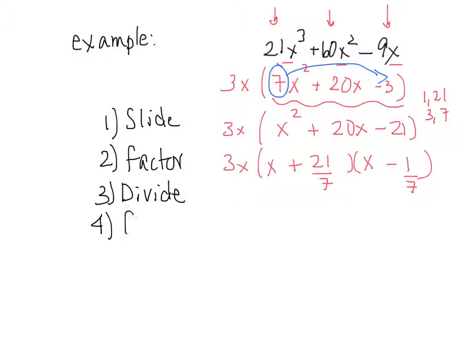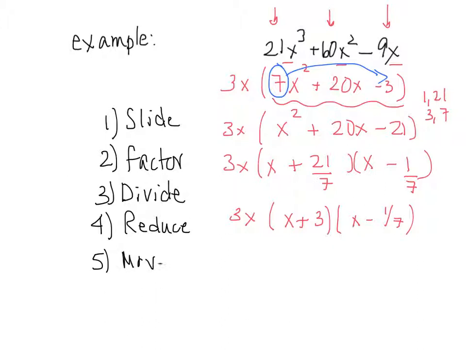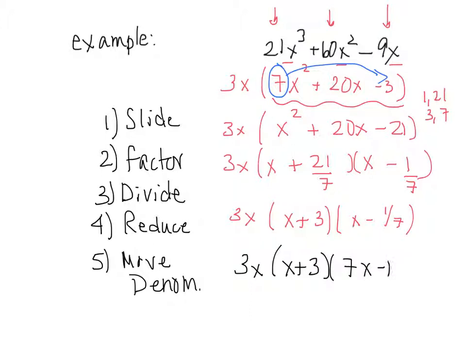Step number 4 is to reduce. So I will have a 3x, x plus 3, 21 divided by 7 divides nicely, and 1/7 does not reduce, so I still have that fraction, but don't worry because step number 5 is we move our denominators. So I'm left with 3x, x plus 3, and 7x minus 1. That is my trinomial completely factored.